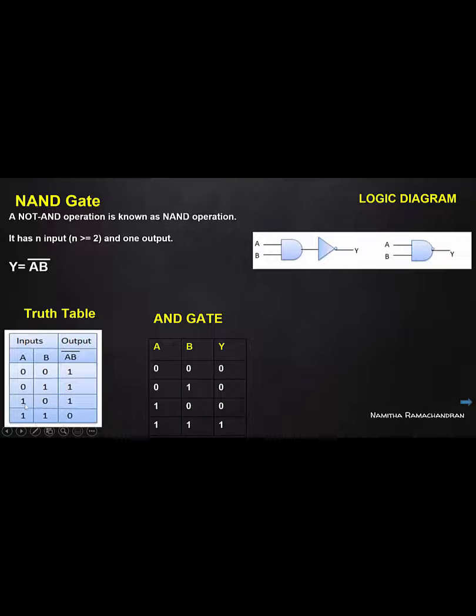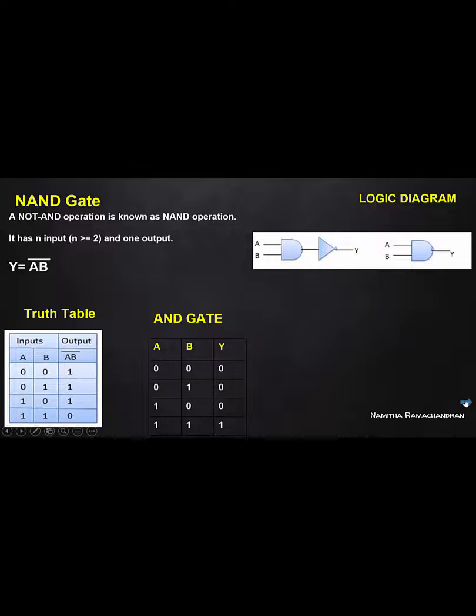The next input combination is 1, 0. For this 1, 0, the AND output is 0, and NAND is the complement of this AND result. 0 complement is 1. And for 1, 1, the AND result is 1. Its complemented form is 0, which is the final output of our NAND gate for the input sequence 1, 1.